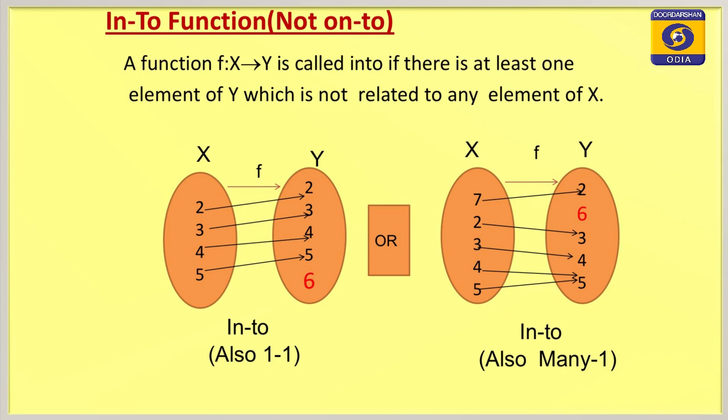Next is into function. Simply remember that a function is into when it is not onto, just as a function is many-1 when it is not 1-1. That means there are some elements in the codomain which are not related. Here in the picture there is an element 6 in both cases which is not related. Again, into functions are also of two types, it may be 1-1, it may be many-1.